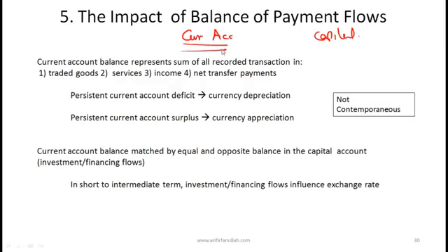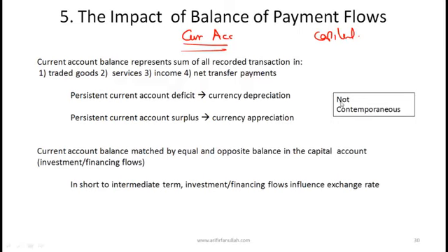So let's take the current account. The current account balance represents the sum of all recorded transactions in traded goods, services, income. So this is income received, for example, on foreign investments, and net transfer payments such as remittances. A persistent current account deficit typically leads to currency depreciation in the long run, and a persistent current account surplus typically leads to a currency appreciation in the long run.